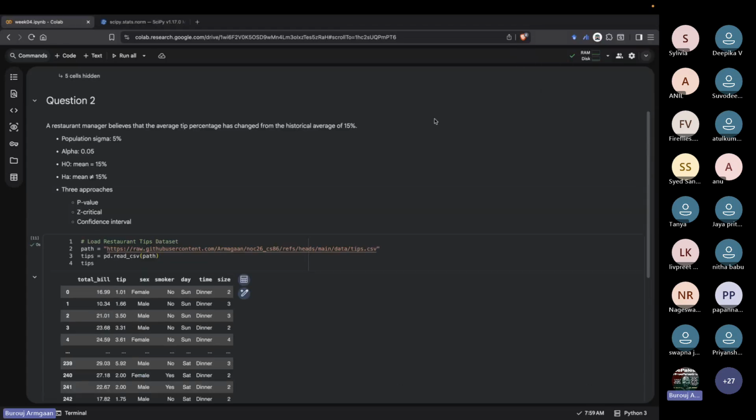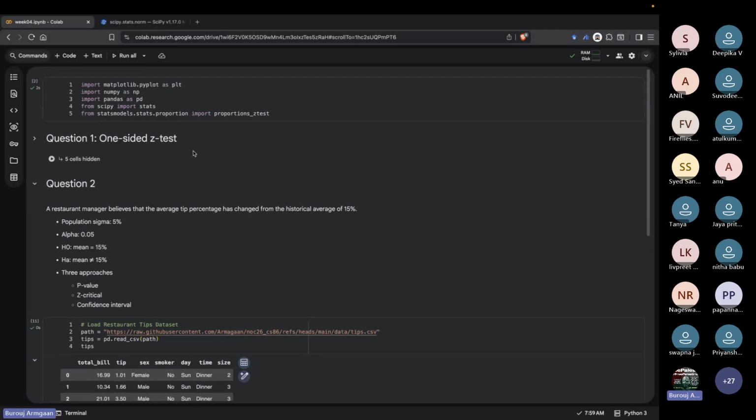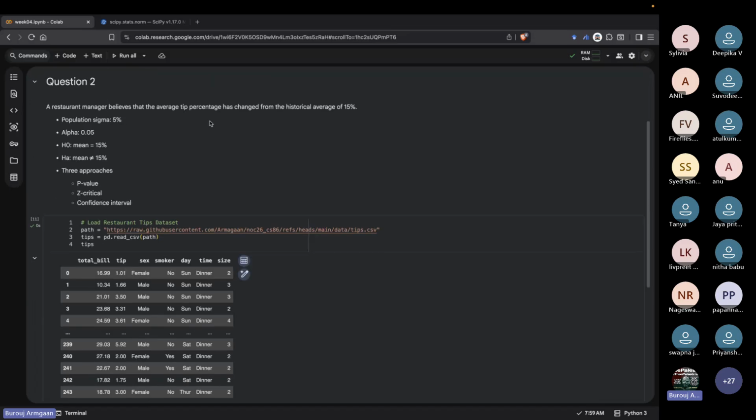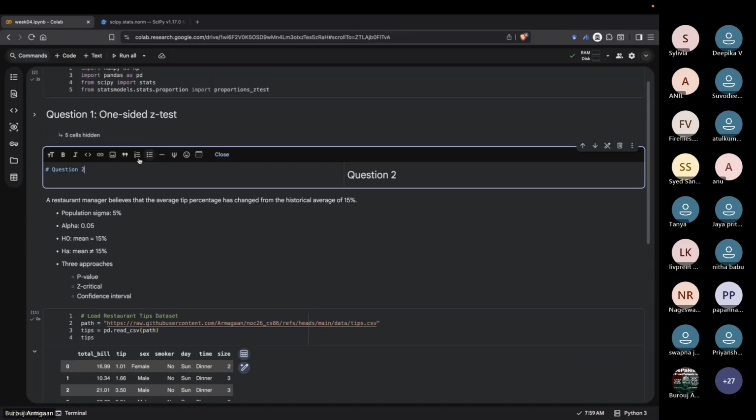Okay, so let's start this one. This is pretty much the same thing. The only difference is that last time we knew that we only want to compute it on the right side. This time, the alternate hypothesis is an inequality, sort of like mean is not equal to 15. It could be greater, it could be less. So we would go for a two-sided z-test.